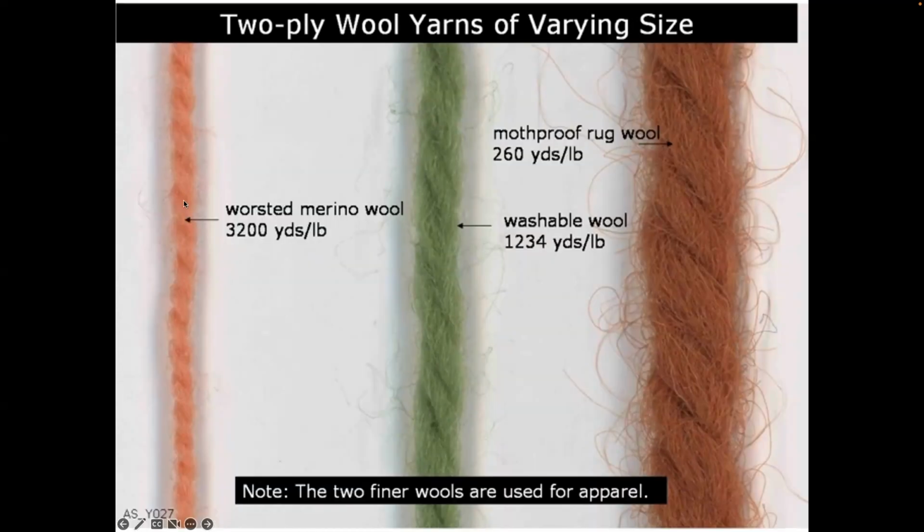This is 3,200 yards per pound. So that means this yarn, to get to 1 pound, you need 3,200 yards of this yarn. But on this one, you only need 260 yards of this yarn to get to 1 pound, because this is much thicker and this is much finer. So you need less of this to get to 1 pound, but you need more of this to get to 1 pound. So the number goes up when the yarn is finer.